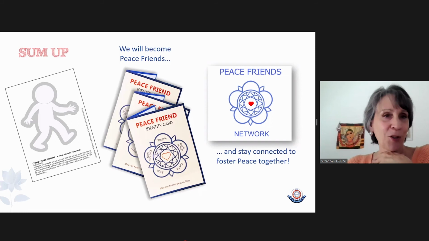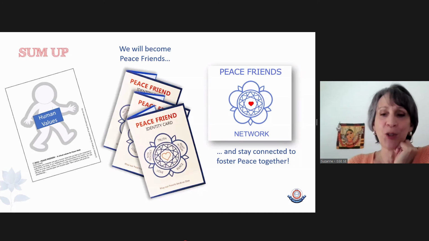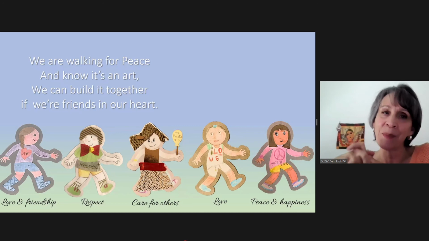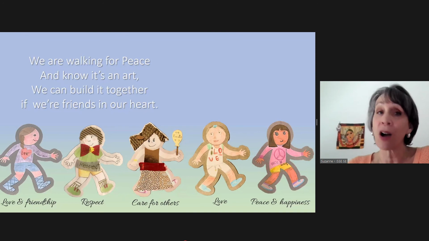And please don't forget to add the human value to your character. So here are a few more examples. And this is a rhyme that the characters say that has become part of this project. "We are walking for peace, and know it's an art. We can build it together if we're friends in our heart."